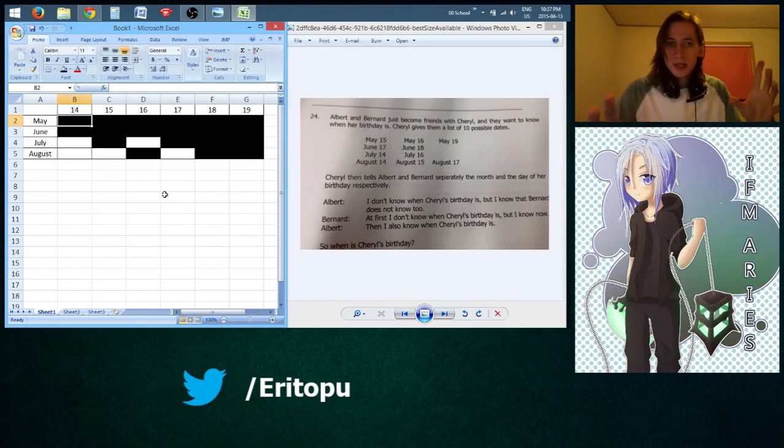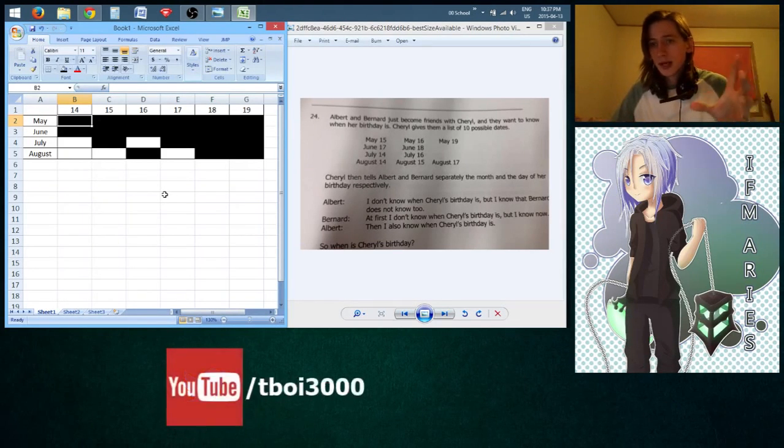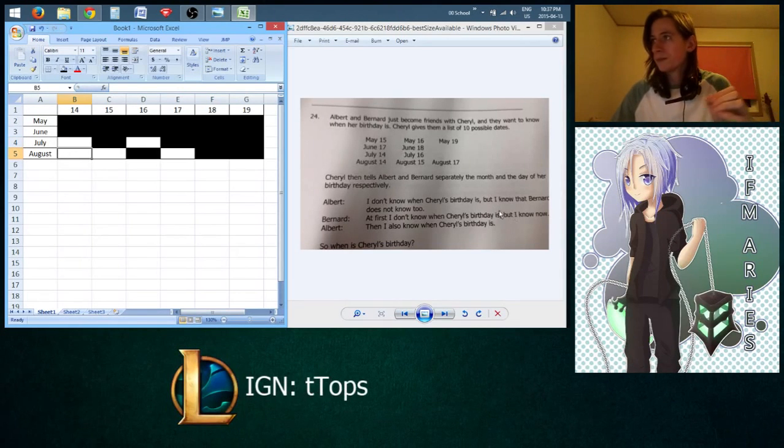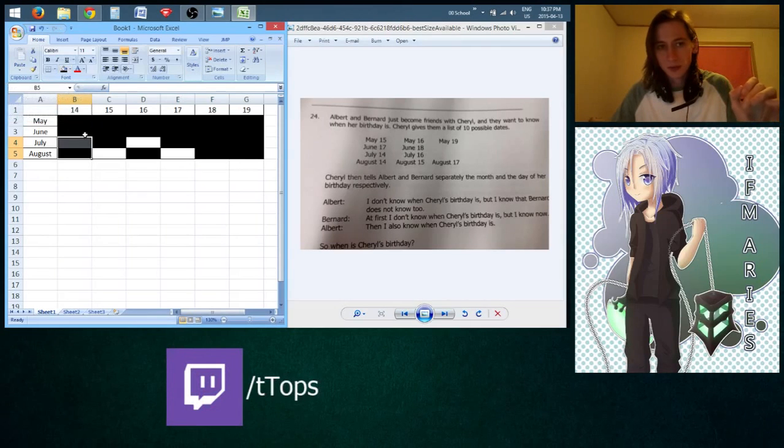So now Bernard says, okay, given that Albert knows that I cannot possibly know when the birth date is, I know now. This tells us that Cheryl did not say to Bernard, my birthday's on the 14th, because given this information, if Cheryl told Bernard, my birthday's on the 14th, he still would not know, because he would say, okay, it's either July 14th or August 14th, but right here it says, but now I know. So this rules out these. It means it has to be one of these three remaining dates. So we can rule out July 14th and August 14th.